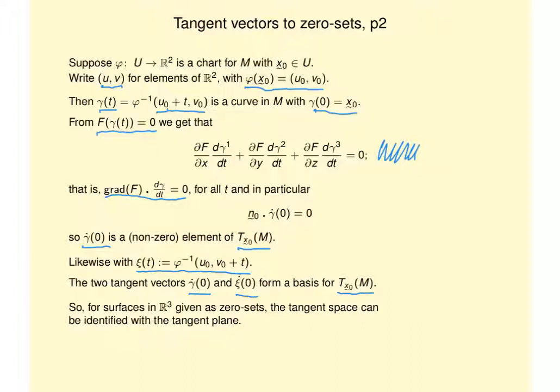So for surfaces in R3, given as zero sets, the tangent space can be identified with the ordinary tangent plane. And I'm confident that you've encountered this before. I'm going over it again because we're now in the setting of abstract manifolds and can appreciate this as a special case of the abstract constructions.